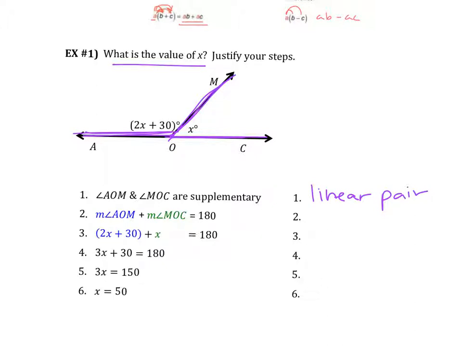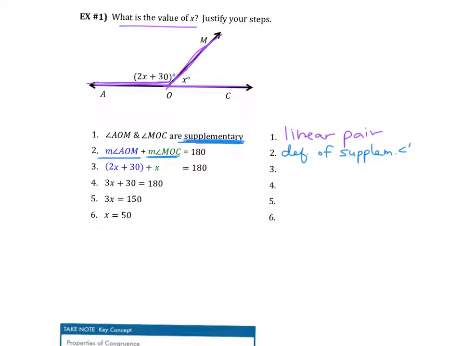From that step, then they said, okay, well, if that's true, then the measure of angle AOM plus the measure of angle MOC has to equal 180, okay? Notice what they said right here. They told us those two are supplementary. So how do I know that the sum of them is 180? They are supplementary. That's just the definition of supplementary angles. And I'm totally fine if you shorthand that a bit. Definition of supplementary angles.